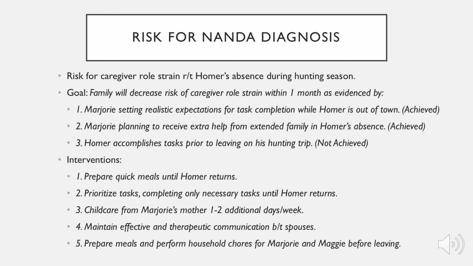Interventions to meet or maintain these goals include preparing quick meals until Homer returns, prioritizing tasks and completing only necessary tasks until Homer returns, planning child care for Maggie from Marjorie's mother 1 to 2 additional days per week, maintaining effective and therapeutic communication between spouses, and having Homer prepare meals and complete household chores for Marjorie and Maggie before leaving on his trip.